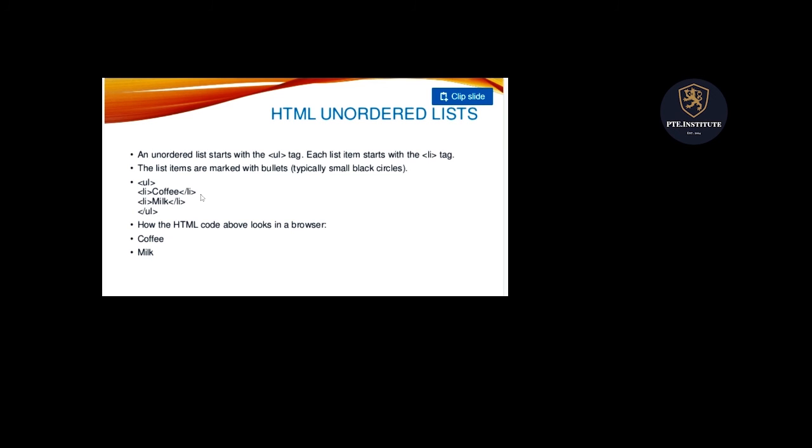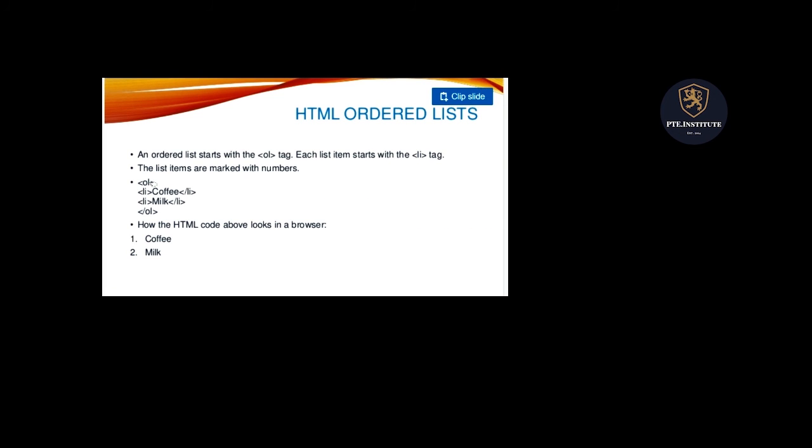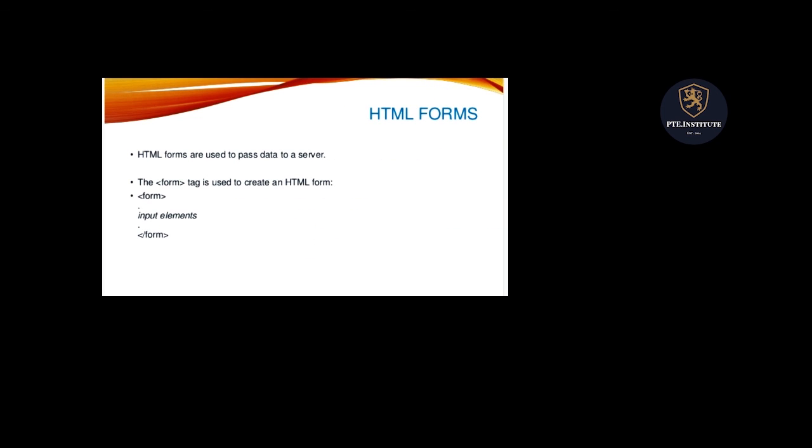An unordered list starts with the UL tag. Each list item starts with the LI tag. For example, for a list with dots, we can use UL. That's an unordered list because we don't want it numbered. So the LI tag is the first item with the dot, and milk is the second item with the dot, and so on. Similarly, OL is for an ordered list, and we still use LI to define number 1, number 2. The browser automatically picks that up and displays it as number 1 and number 2.